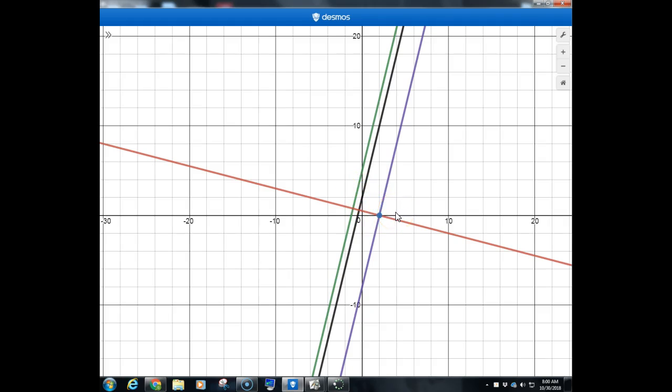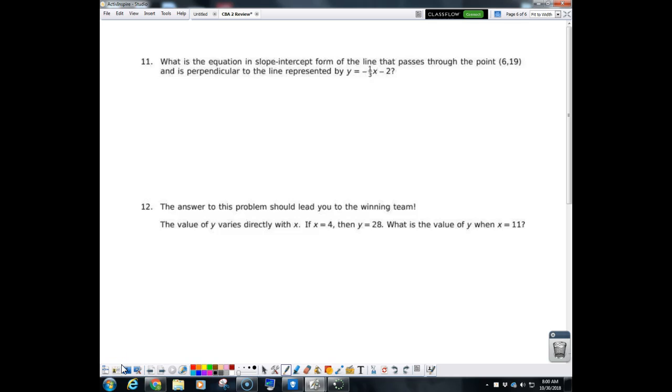Okay? Okay, number 11. What is the equation in slope-intercept form of the line that passes through the point 6, 19 and is perpendicular to the line represented by y equals negative 1/3 x minus 2? So remember, perpendicular, what are you supposed to think or do when you see perpendicular? Opposite reciprocal, or the MOR, right?